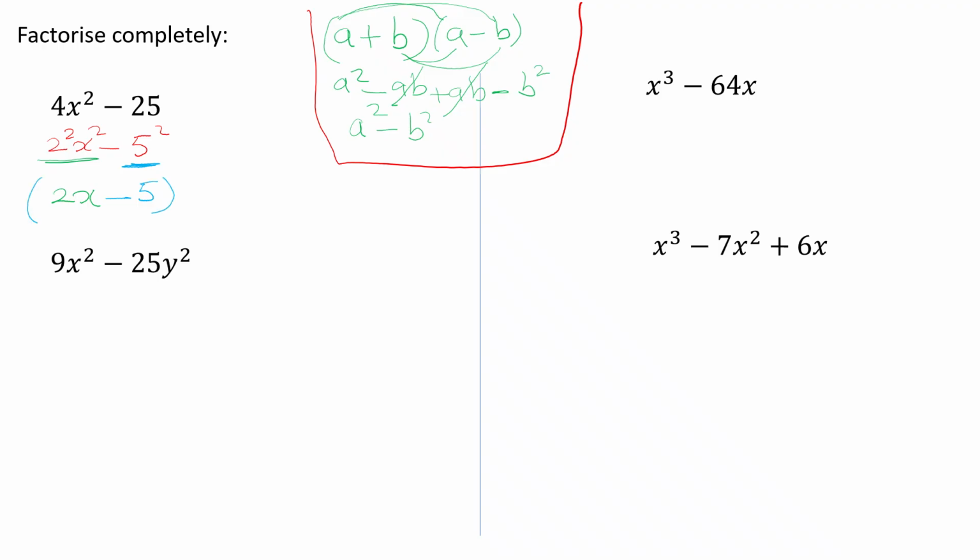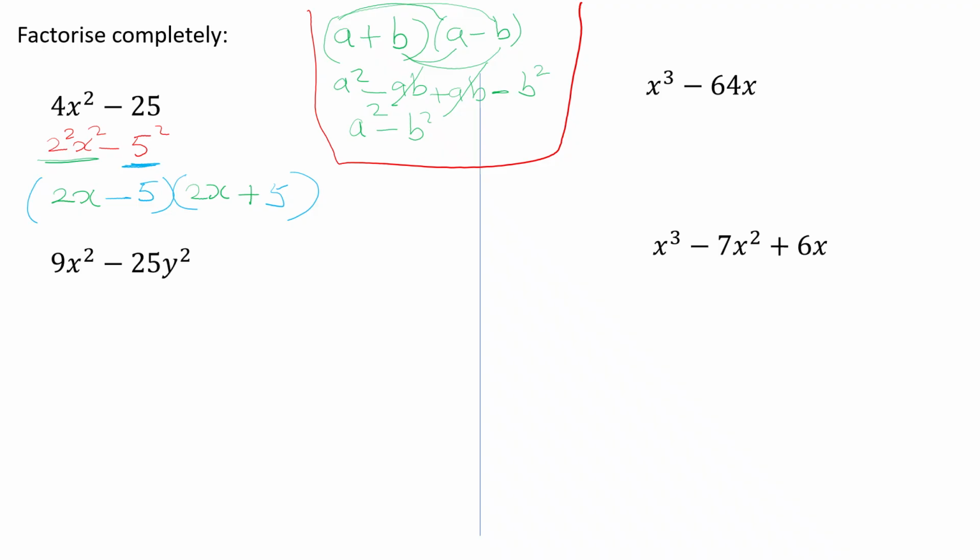Okay. Then (a plus b) and (a minus b). My a is 2x, plus b is 5. Okay. You expand this bracket. 2x times 2x, 4x squared. 2x times 5, 10x. Negative 5 times 2x, negative 10x, cancel. Then negative 5 times positive 5, negative 25.